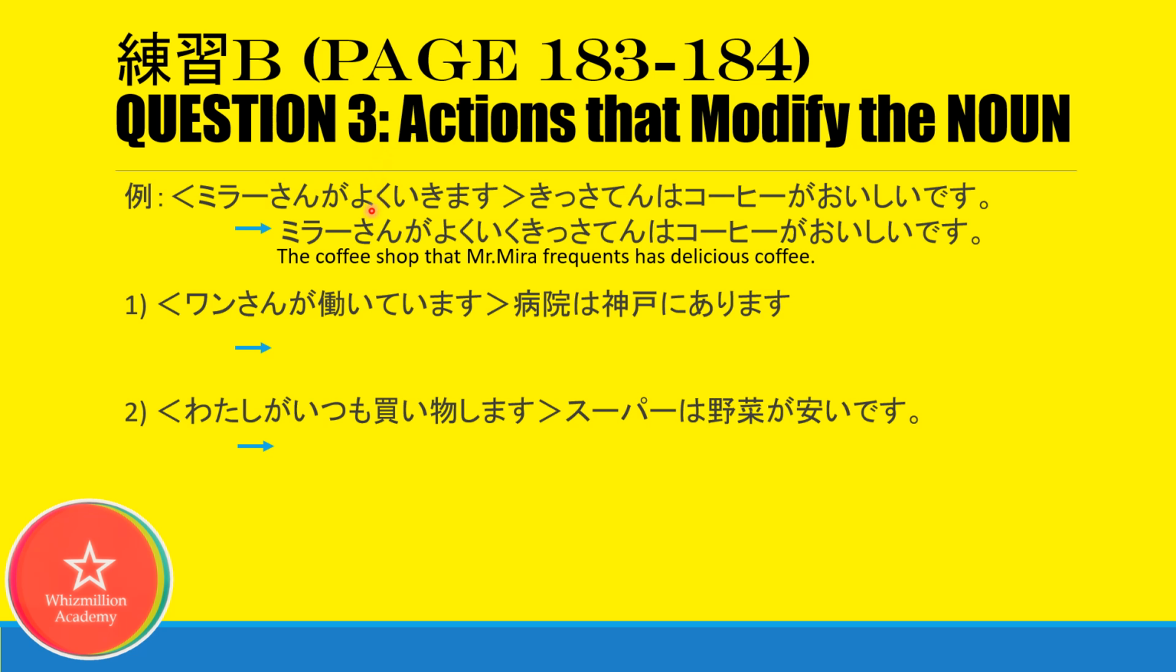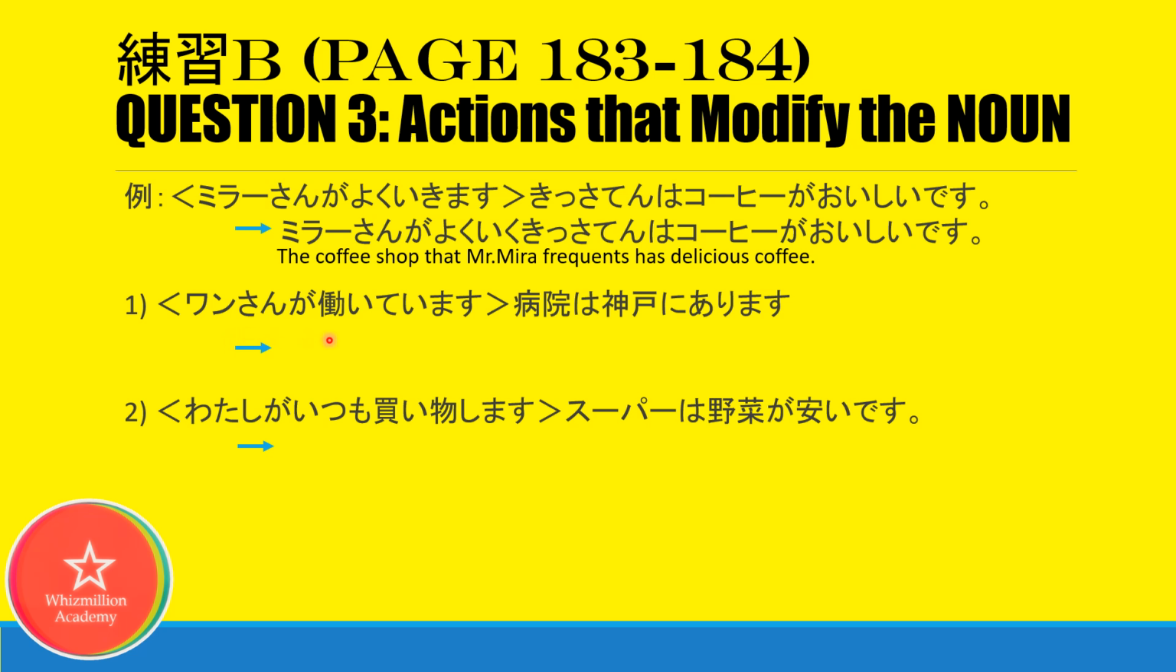So over here in question number 3, we are learning how actions can further describe the noun. Right? So when we combine these two sentences, we are modifying the noun for the second time. Okay, let's look at question 1.